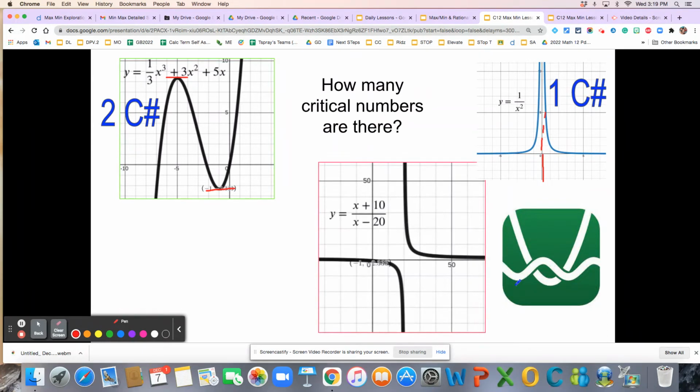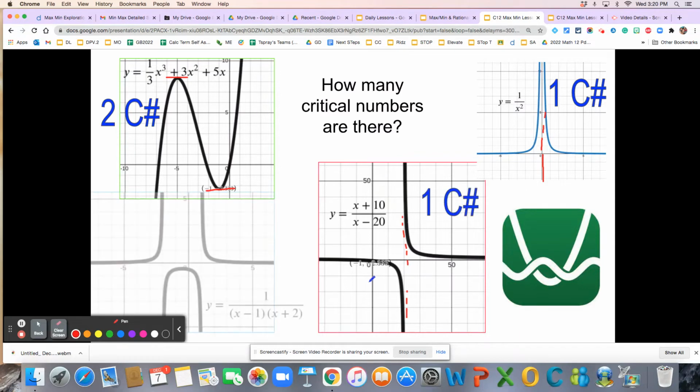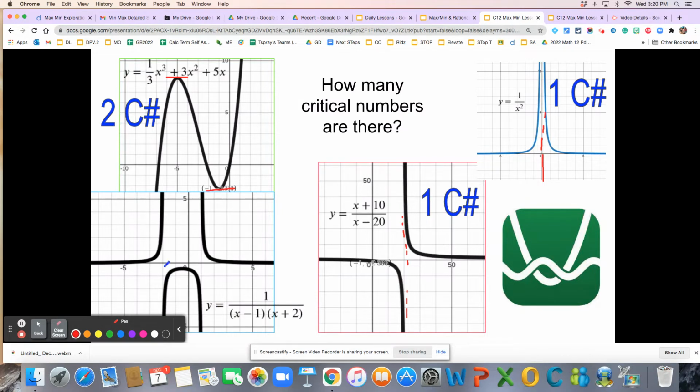How many critical numbers does this one have? Once again, there's no slopes of 0, but at this point right here, there's an asymptote here. We know there's going to be a critical number right there, at x equals -20. Okay? Now, one critical number. Let's look at this one. How many critical numbers does this have? You can see that this one has critical numbers right here and right here. And hopefully you don't miss this one where the slope is 0. I want to show you what that graph looks like. And we'll spend a little bit more time there just making sure you see that.